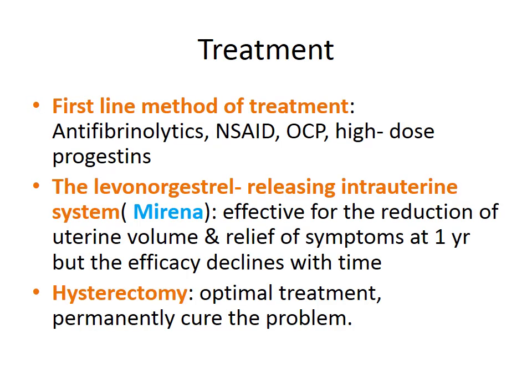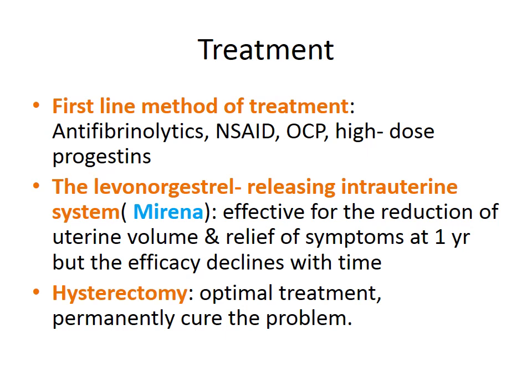What about the treatment? How can adenomyosis be treated? Starting with the first-line method of treatment, this includes simple medications. These are the antifibrinolytics, for example, known as cyclokapron, or the non-steroidal anti-inflammatory drugs, for example, Ponstan, or the combined oral contraceptive pill. As well, a high dose of progestins can be of benefit.